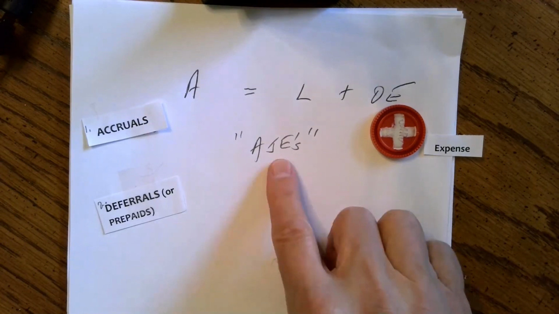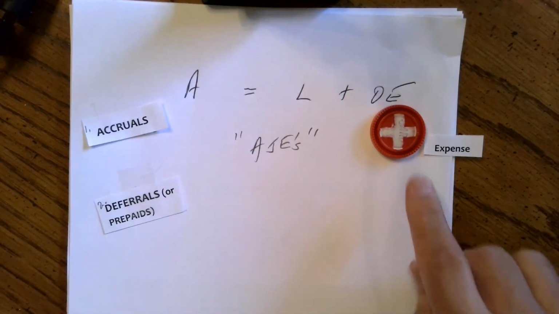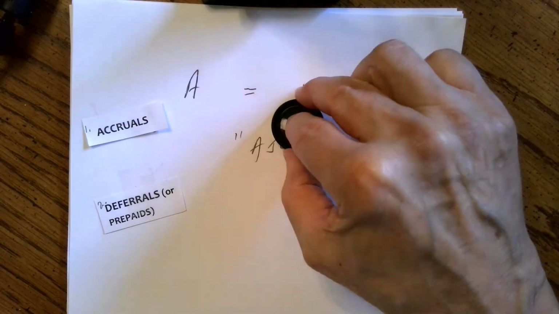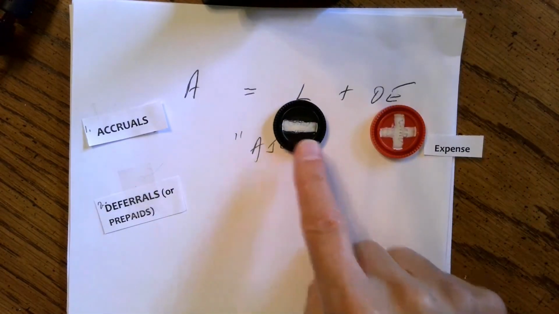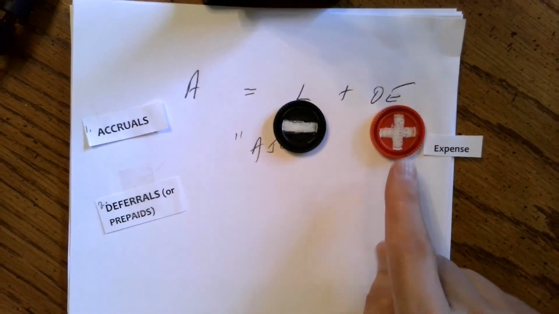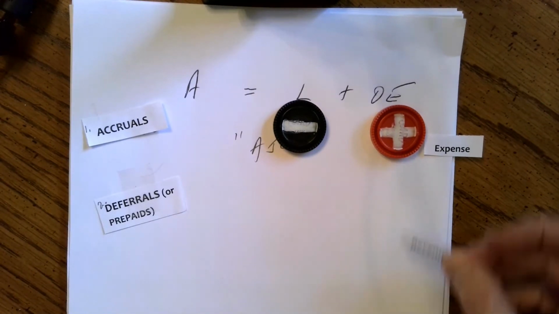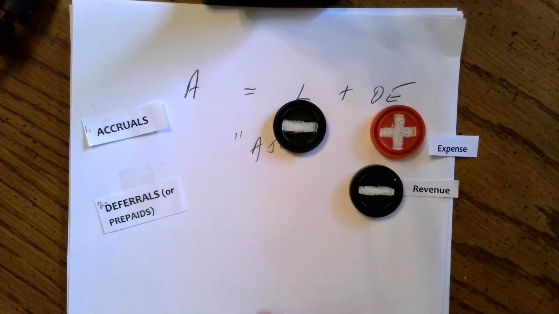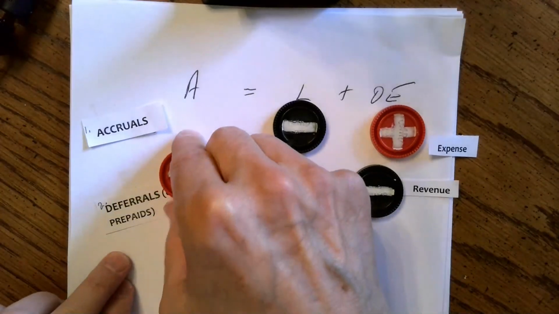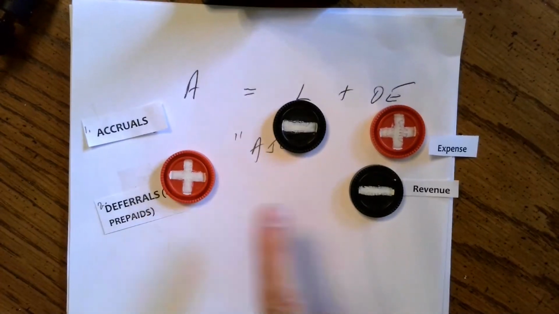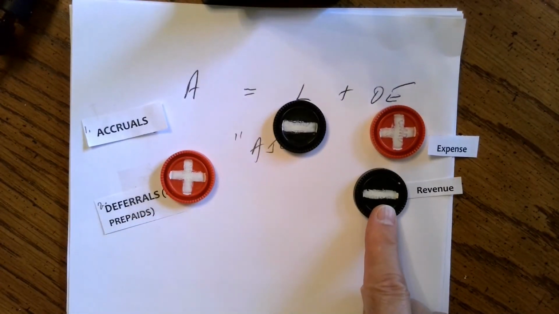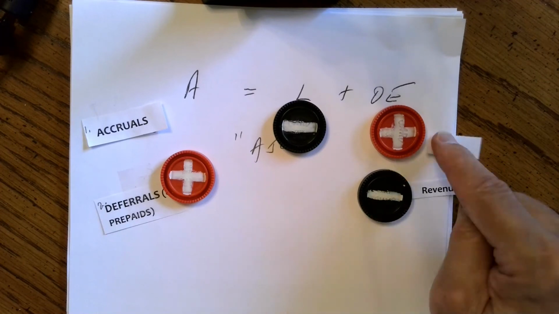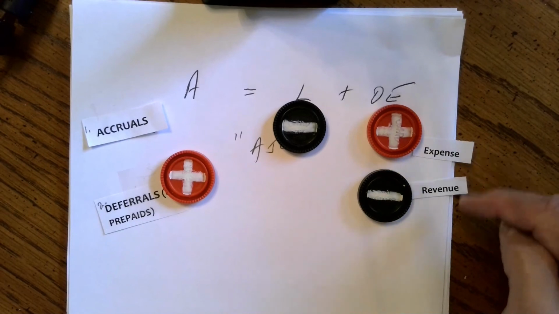So adjusting journal entries of the accrual type create an expense by crediting accounts payable and debiting expense, or accrue a revenue by increasing an asset, accounts receivable, and crediting revenue. Again, this is the main objective of adjusting journal entries: revenue and expense accounts.